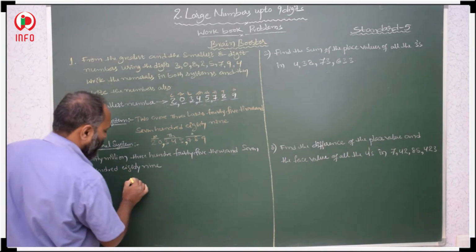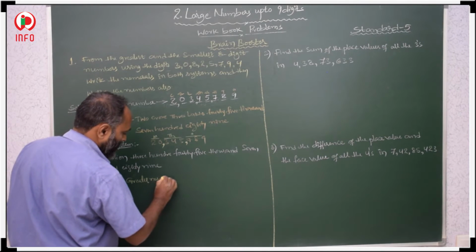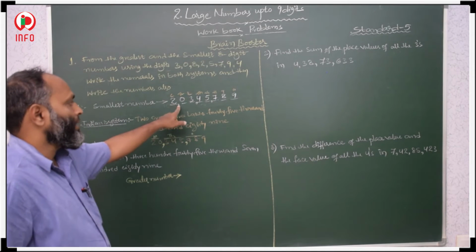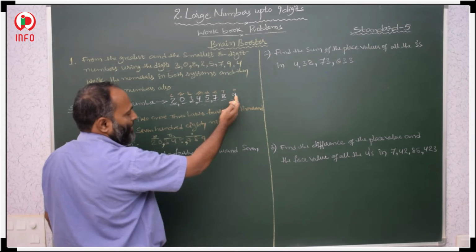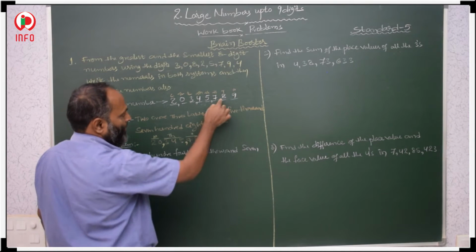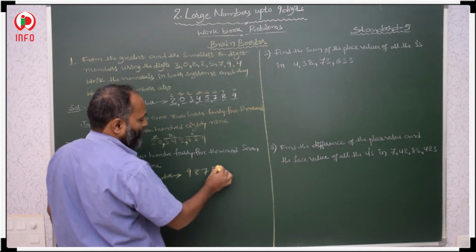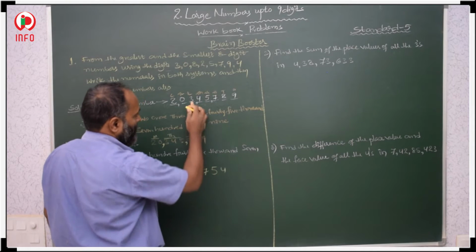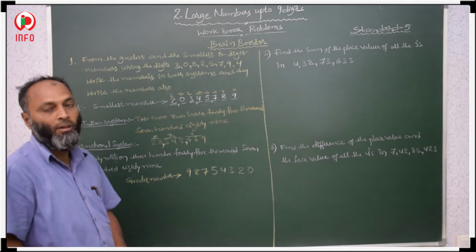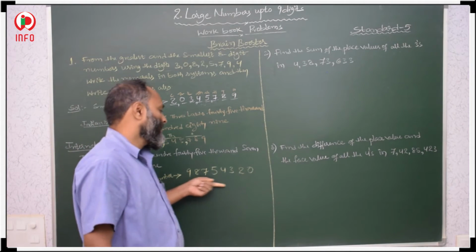Now we have to write the greater number. How to write the greater number using the digits? First we write in descending, decreasing order. First take the greatest, 9, then 8, then 7, then 5, then 4, then 3. Now take 2 and 0. This is the greatest number we can form using the digits, arranged in descending order.